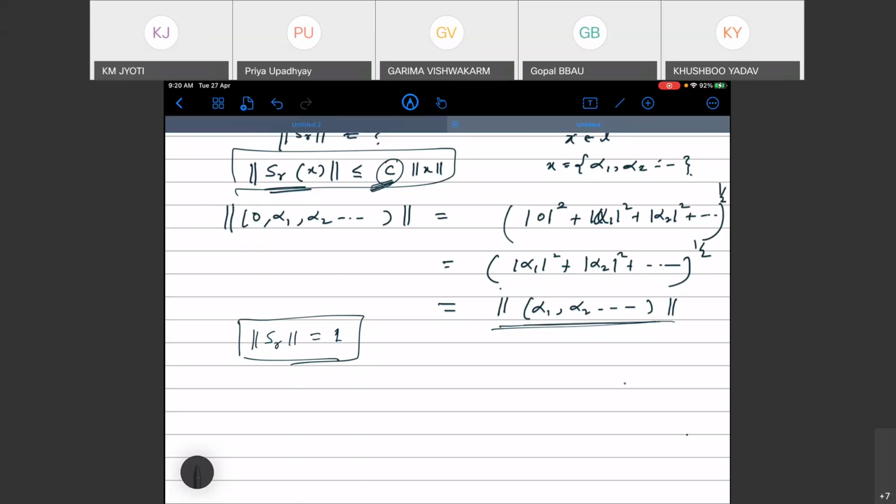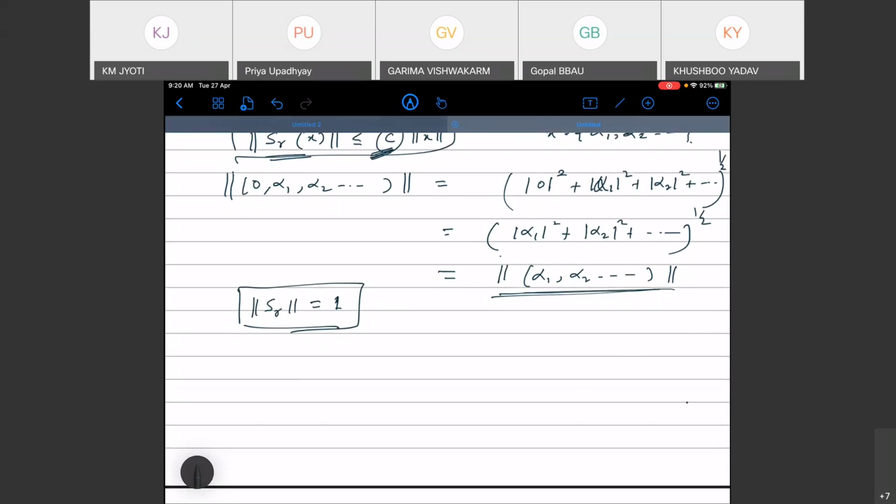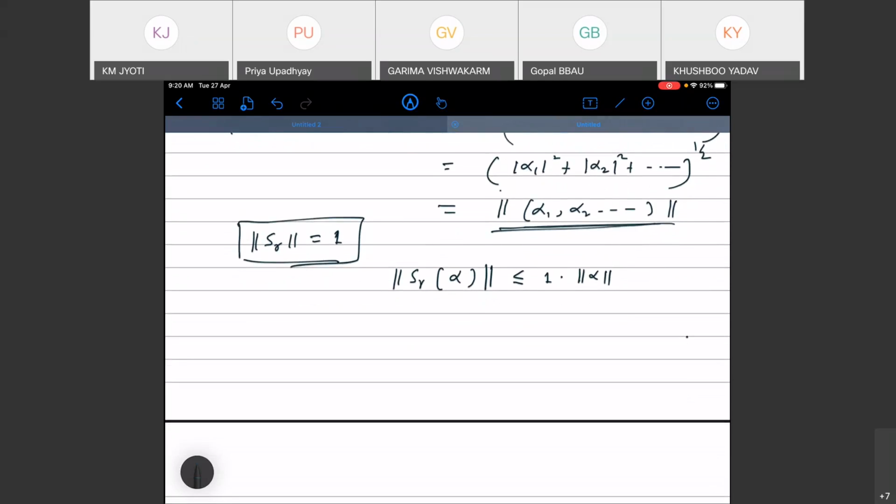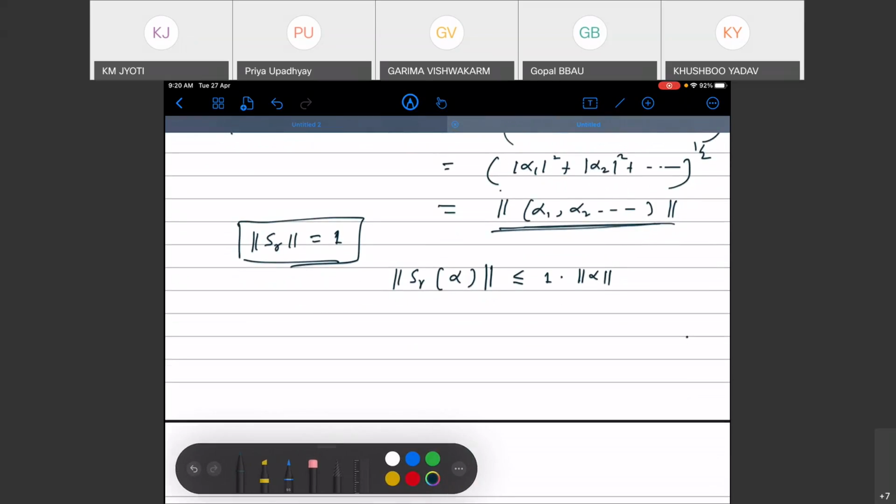ओके सर ओके. So यहाँ से क्या मिला आपको? ये मैंने इसलिए ऐसा लिख पाया क्यों? नॉर्म ऑफ SR अल्फा इज 1 डॉट नॉर्म ऑफ अल्फा. अभी आपको क्या प्रूव करना पड़ेगा? ग्रेटर देन के लिए. आपने ये सब पहले किया हुआ है तो इट इज एन एक्सरसाइज फॉर यू. Do it.